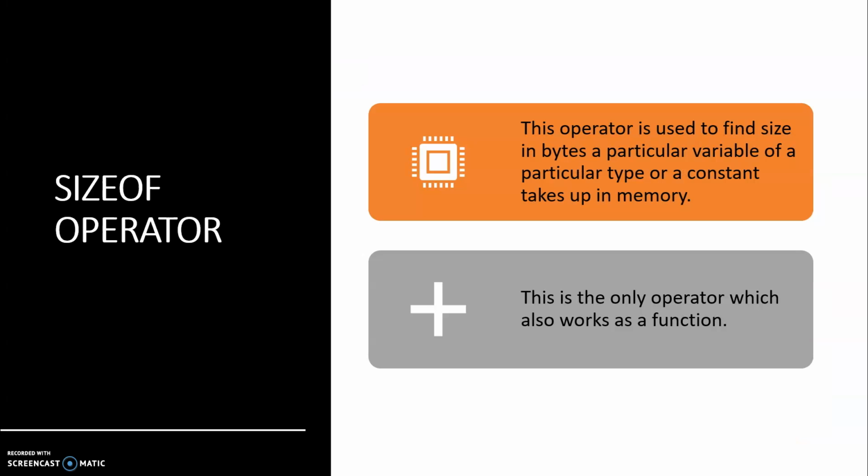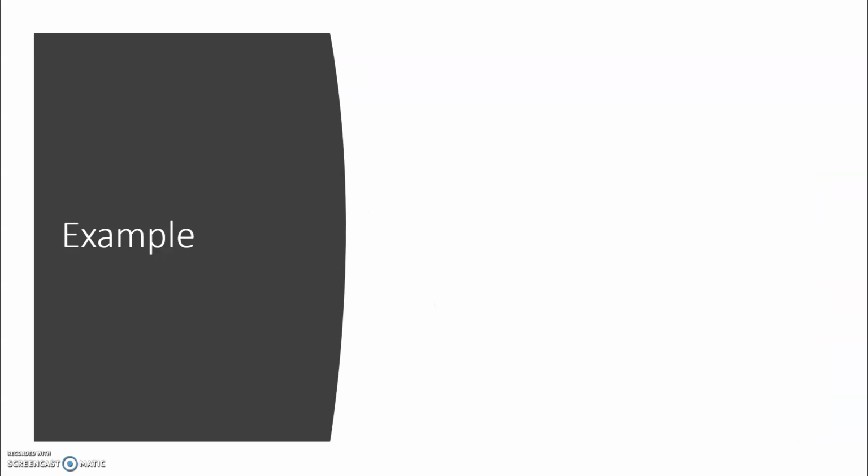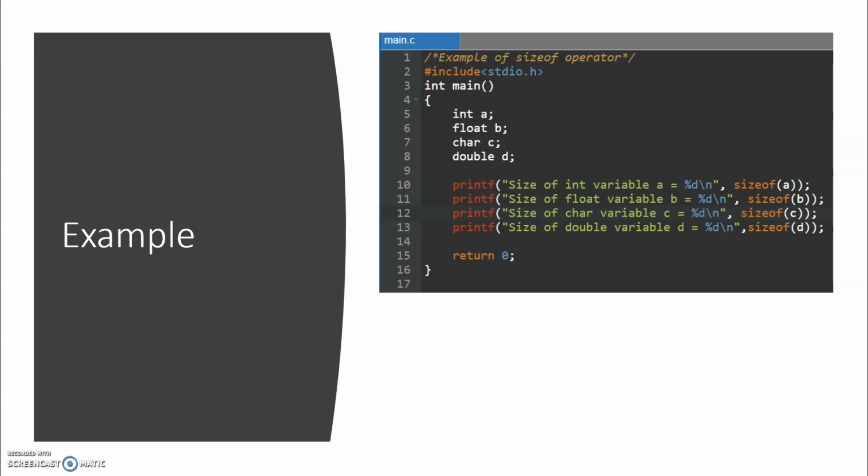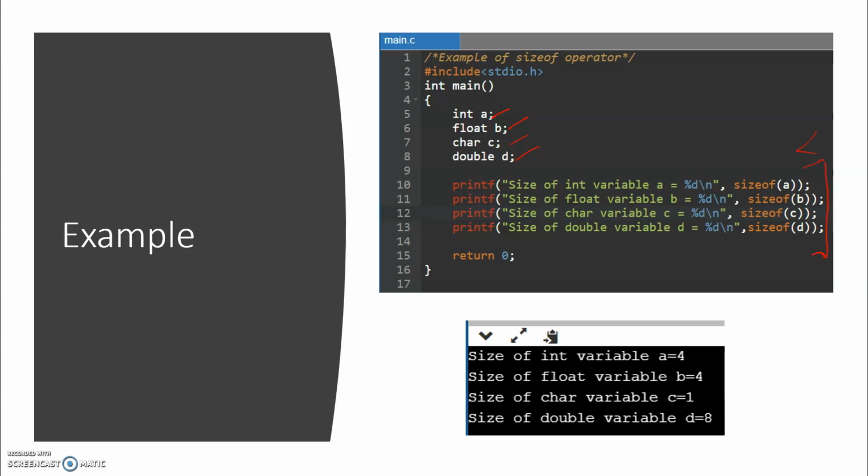The next operator is the sizeof operator, to find the size of a variable. So here int A, float B, char C, and D, and we are using the sizeof operator to find out the size of A, B, C and D.